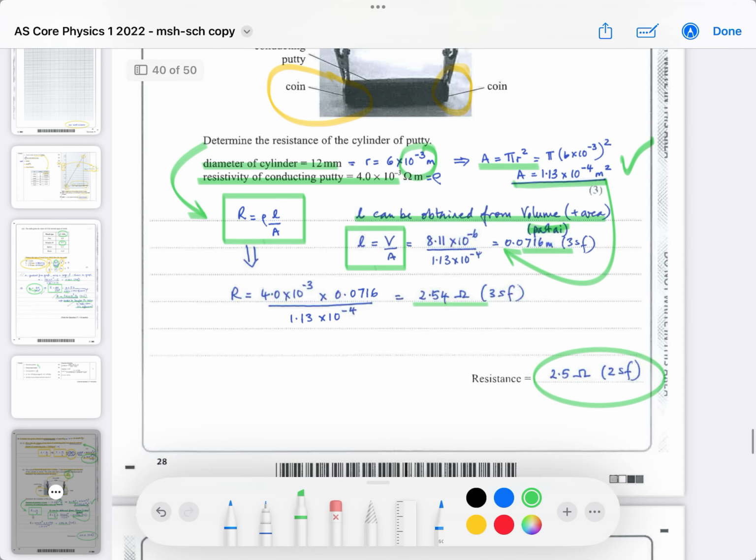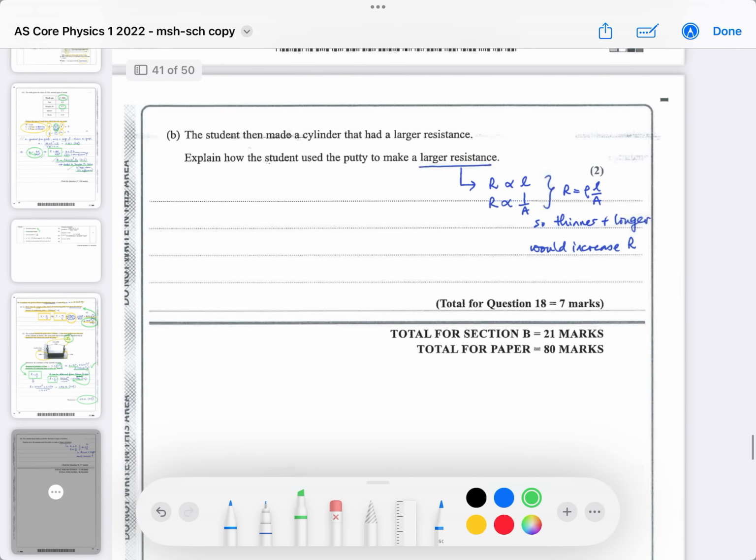Okay, here's the final part of the exam. The student then made a cylinder that had a larger resistance. Well, how do you get a larger resistance? Make it longer and thinner. Explain how the student made a larger resistance. Make it longer and thinner. Thinner and longer will increase the R. Why? Because R is proportional to L, and R is inversely proportional to A, because we know the resistivity equation.